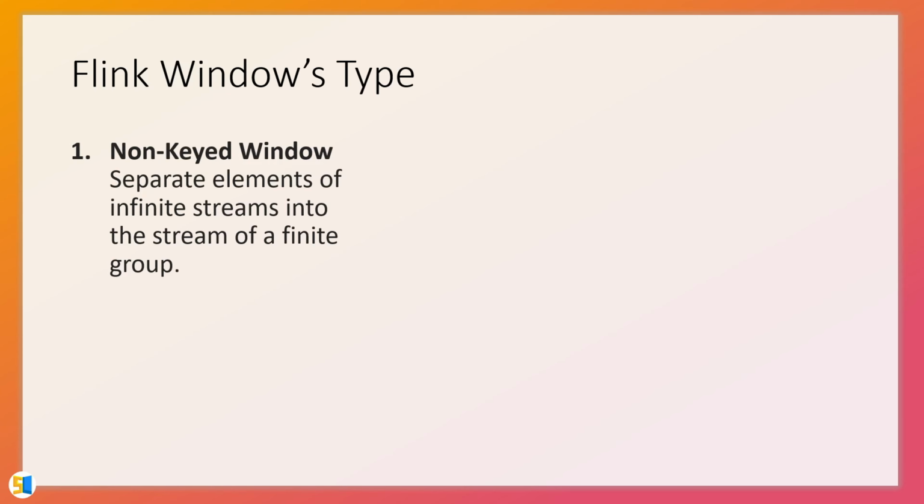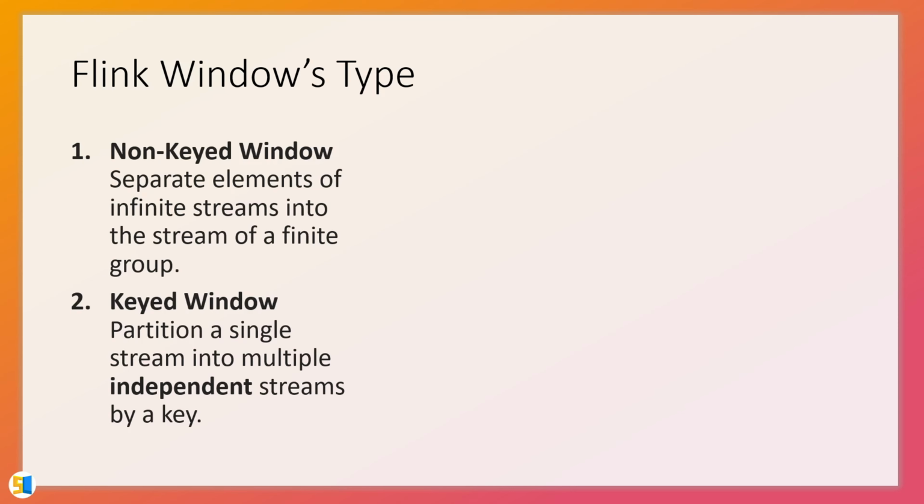Flink supports two types of windows. First is non-keyed streams, or non-keyed windows. All elements in the stream will be processed together. The downside of this stream type is that it gives no parallelism, and only one machine in the cluster will be able to execute the job.